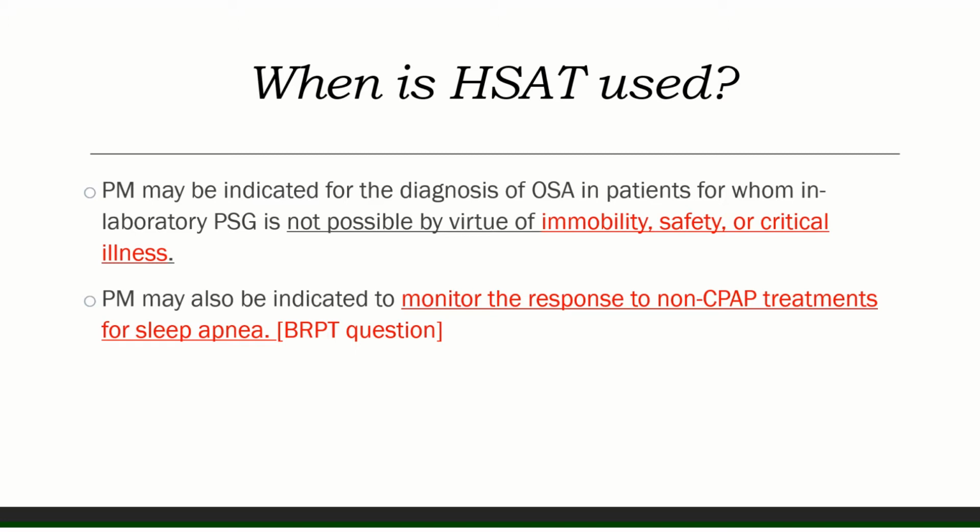If the patient is critically ill, then there's no reason for them to have a PSG.